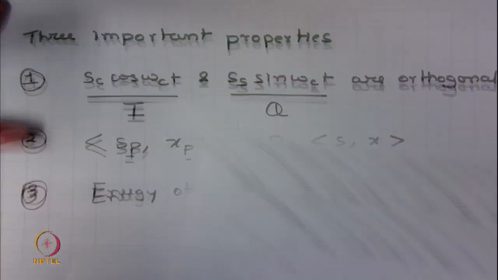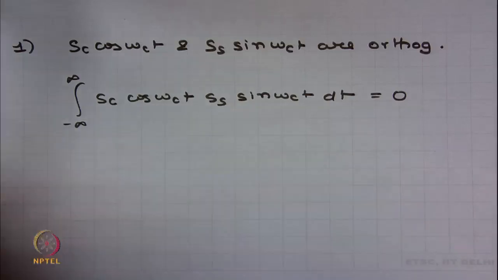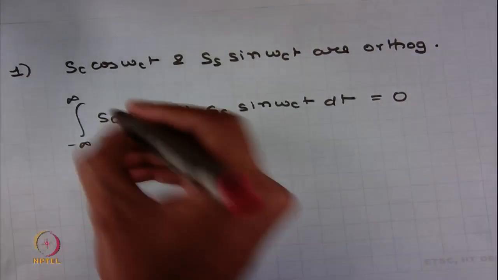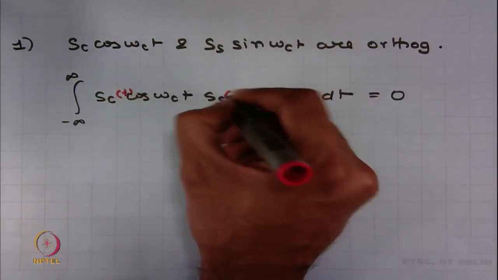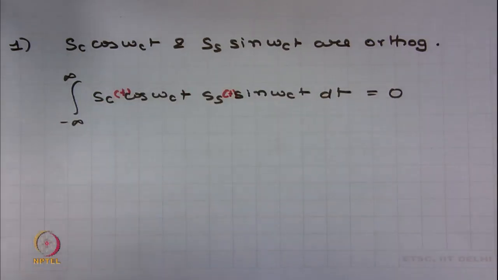Well, I have omitted t, we can put it here. So, we have to prove that this inner product is 0.